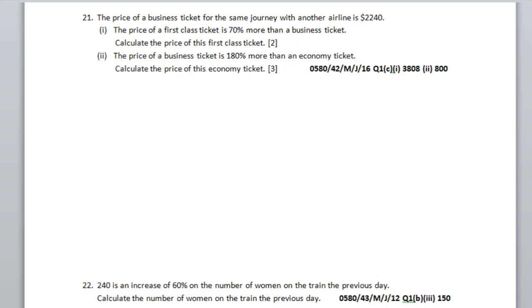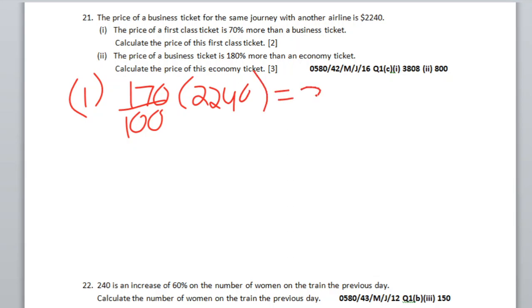So all we need to do is increase this price of 2240 by 70%, and an increase of 70% means we have to find 170% of 2240, which will give us $3808.